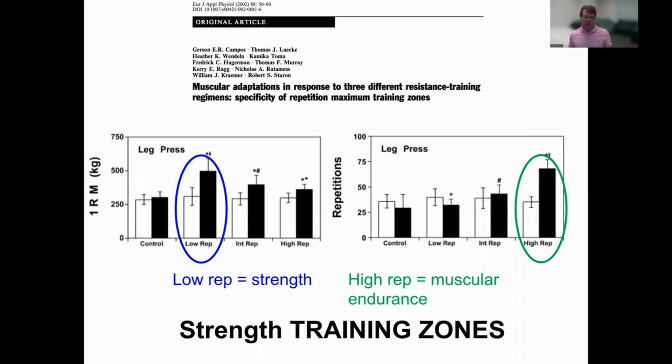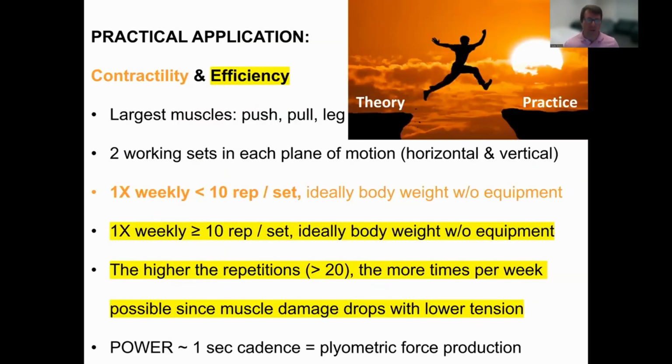When you're doing a higher resistance, low repetition, less than 10, you get stronger. There's an mTOR and a satellite cell effect. When you're doing higher repetition, you increase the energy demand and therefore the muscular endurance, right? The use of fuel, not the delivery of fuel, but the use of fuel within muscle.